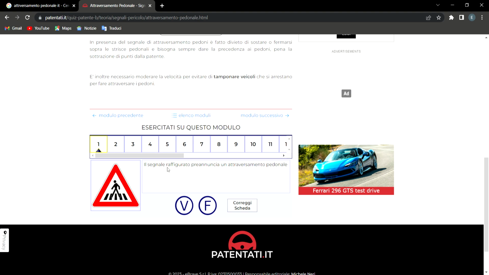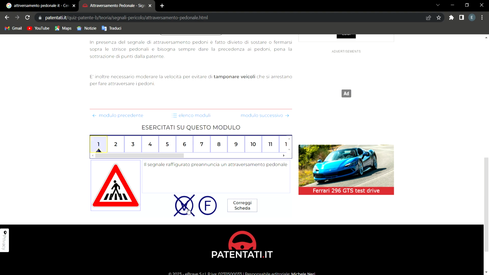So, he's saying that this very sign is pronounced the pedestrian crossing sign, which is vero. He's saying that 150 meters away from this sign, driving on this road, you are going to come across a pedestrian crossing sign, popularly known as the zebra line. So the answer is vero.